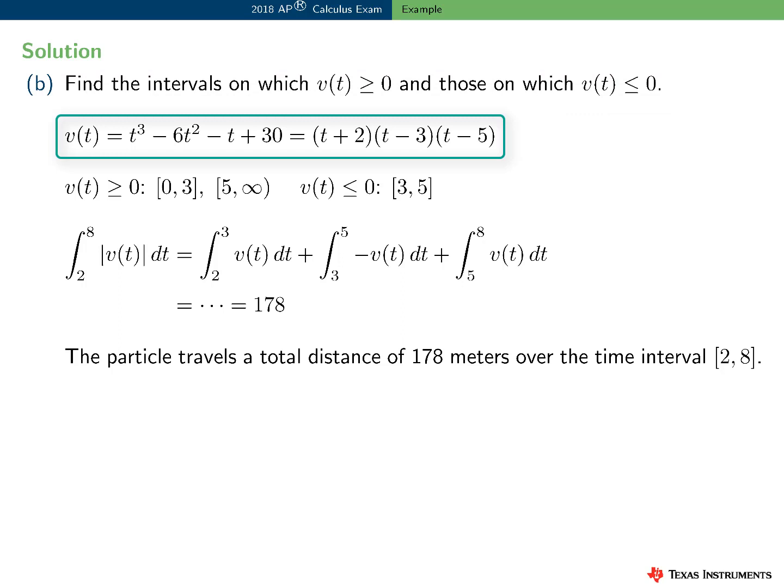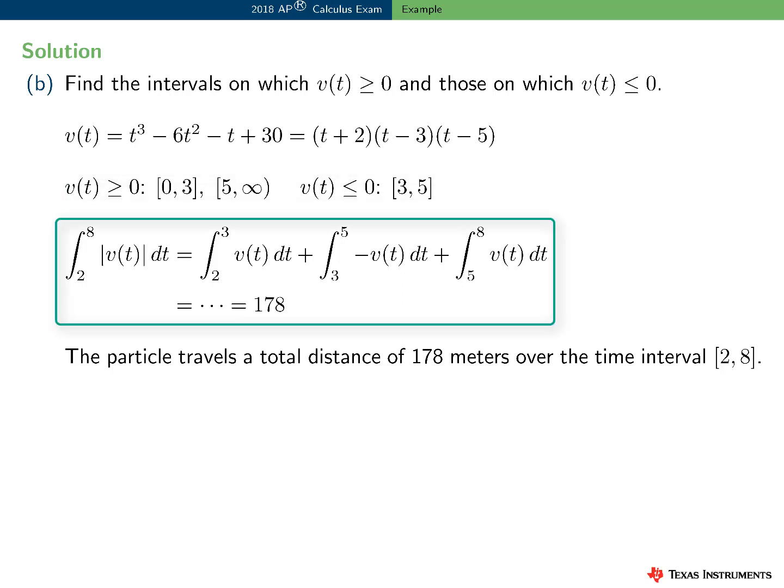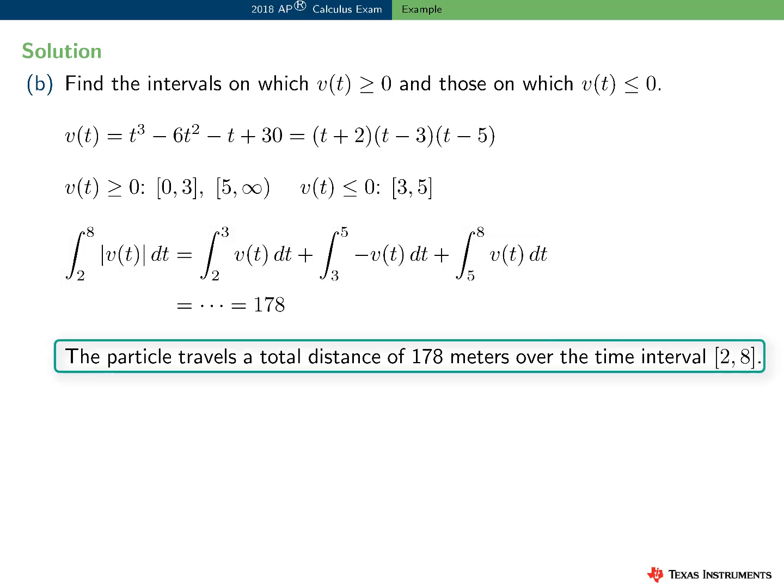So I factored v of t completely. And using a sign chart or some other method, we now have the intervals on which v of t is greater than or equal to 0 and those on which v of t is less than or equal to 0. So, to evaluate the definite integral, I need to split the original integral into 3 parts, and first evaluate the absolute value of v on each part. Again, we can find the symbolic antiderivative in each case here, and there's a little bit of arithmetic, but in the end, the particle travels a total distance of 178 meters over the time interval 2 to 8.